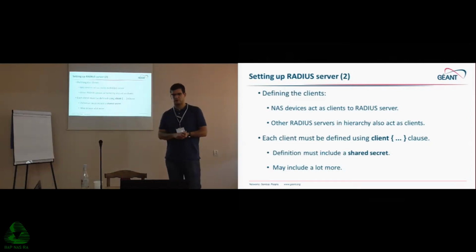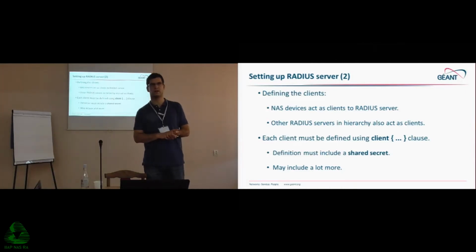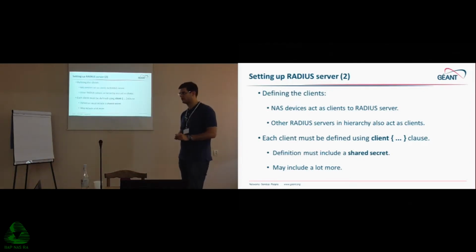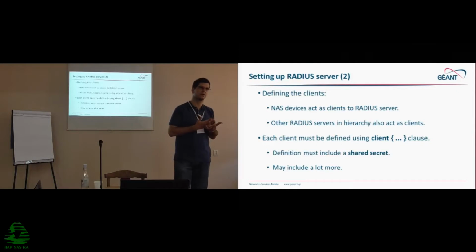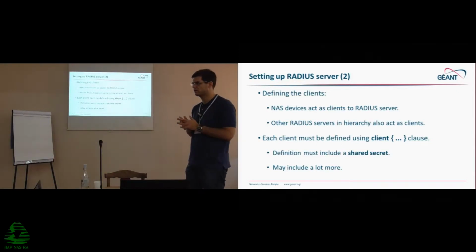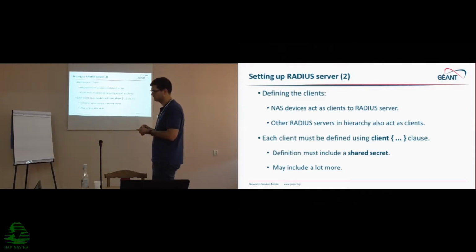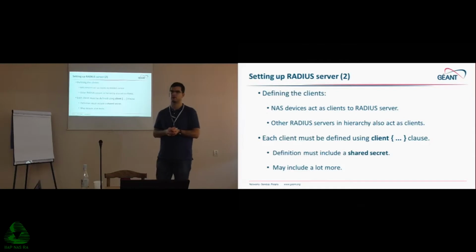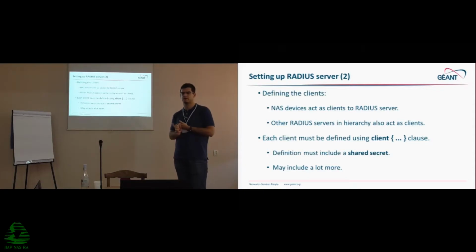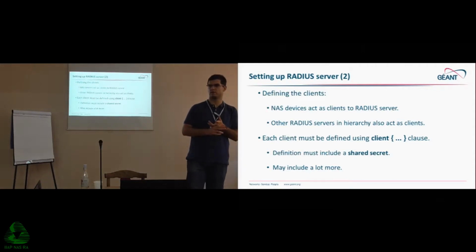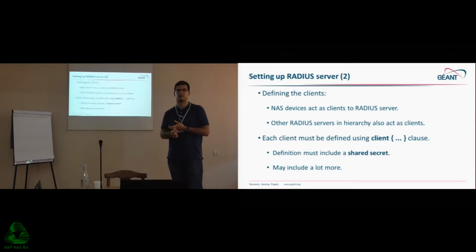So as we mentioned more than once yesterday and today, the first thing to do is to define the clients. NAS devices act as clients to RADIUS. NAS is short for network access server, but not only wireless access points or 802.1X switches are considered RADIUS clients. Some other RADIUS servers can also be considered RADIUS clients, which we have seen yesterday. For example, an ETLR is a client for a top-level RADIUS server. The top-level RADIUS server is considered a client for the service provider, and so on.